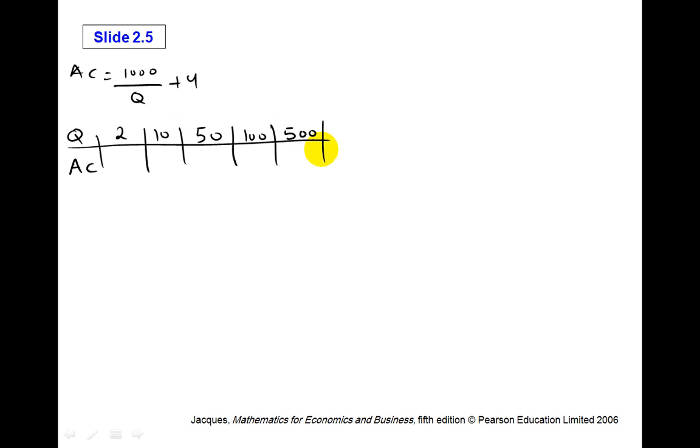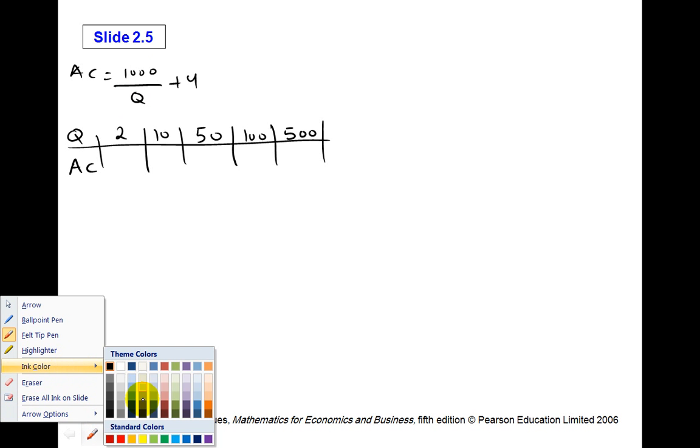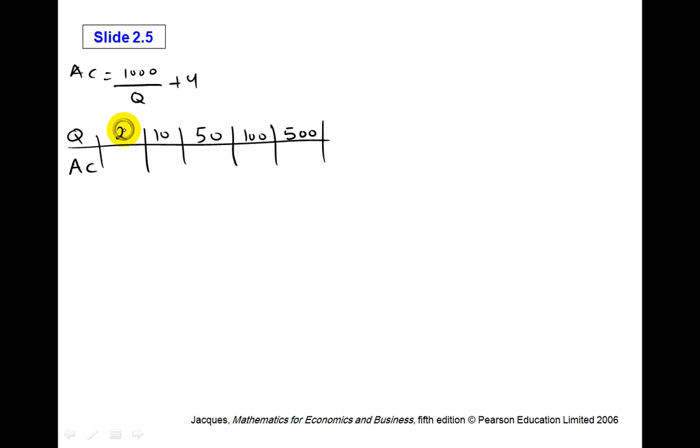Okay, let's say that these numbers are enough. So 1000 divided by 2, to find the value of AC, you have to plug in this 2 instead of what? Q. So 1000 divided by 2 is 500, plus 4, it will be 504. 1000 divided by 10 is 100. 100 plus 4 is 104. 1000 divided by 50 will be 20, plus 4, you'll get 24. 1000 divided by 100 is 10. 10 plus 4 is 14. 1000 divided by 500 is 2. 2 plus 4 will give you 6.